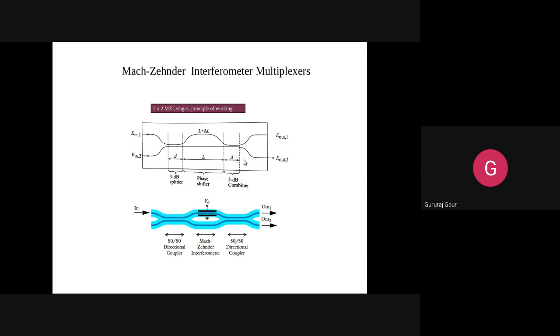So you are combining to some extent, but later you are getting them as two separate signals here. Here the typical version of this 2 by 2 MZI is shown. One signal is arriving at E in 1 here. The color symbolic diagram has been shown below this first diagram.